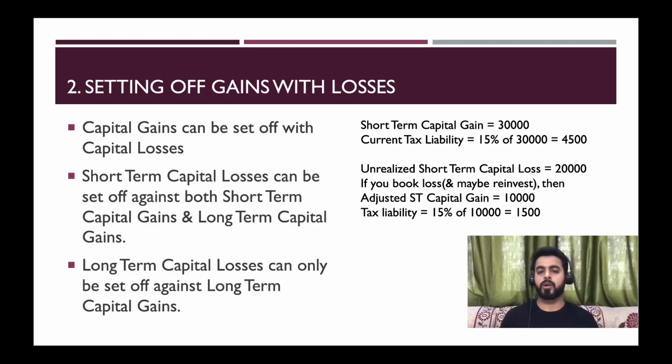If you book that loss, by booking the loss, I mean you sell the share and you have a loss, which is realized now. Then the adjusted short-term capital gain will be 30,000 minus 20,000, which will be 10,000, and the tax liability will come down to 1,500.